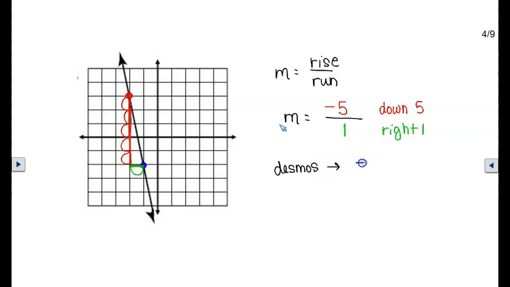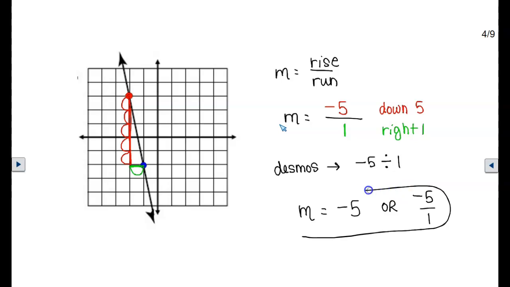Now go to Desmos and type in -5 divided by 1. This time for your answer, you get -5. Now notice that's not a fraction. But you learned a long time ago that you can make -5 a fraction by putting it over 1. So -5 or -5 over 1 would be the slope of this line.